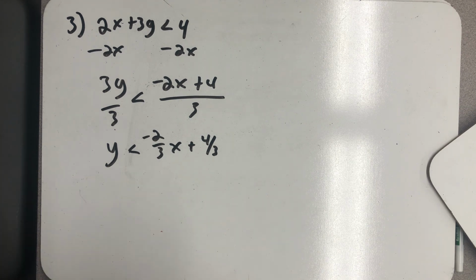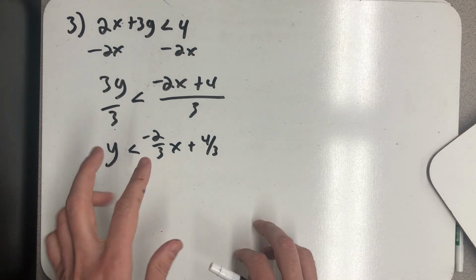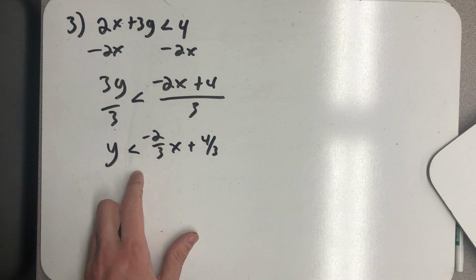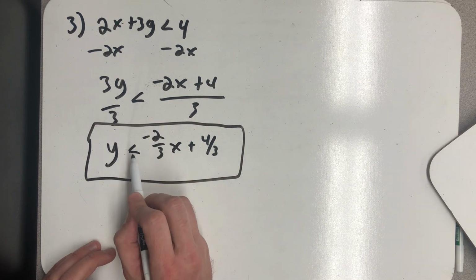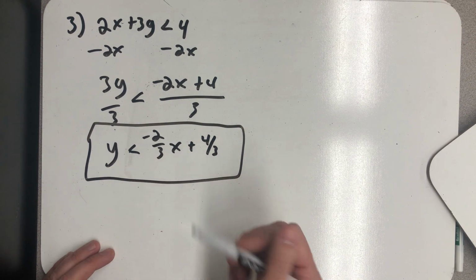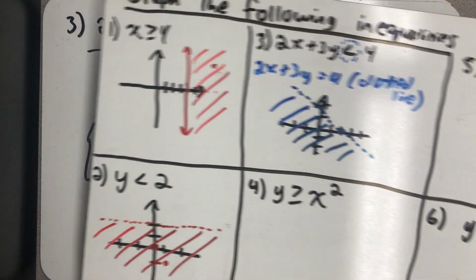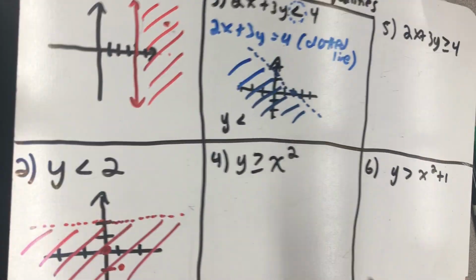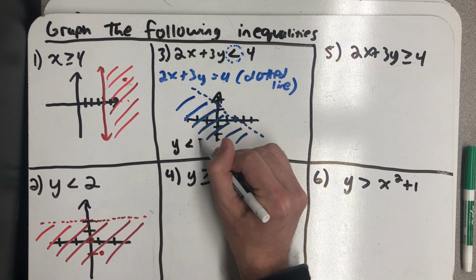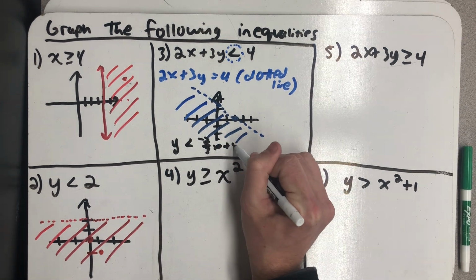If I multiply or divide by a negative value, then the inequality symbol would change. But this is the way I wanted to think about it. Because these are the y values that are less than minus 2x plus 4 over 3. So solving this gives me y is less than minus 2/3 x plus 4/3.